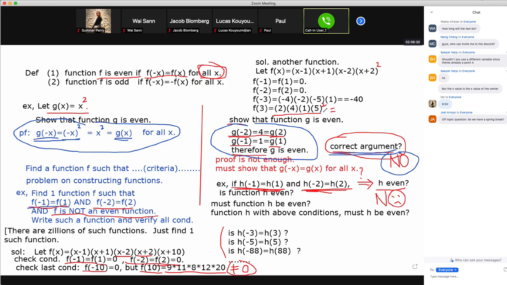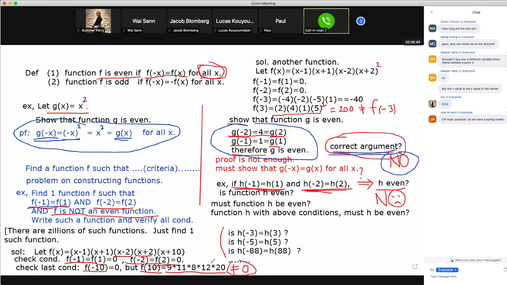And what is this here? This 5 squared is 25, and this is actually 200. And 200 is not equal to f of negative 3. Not equal.